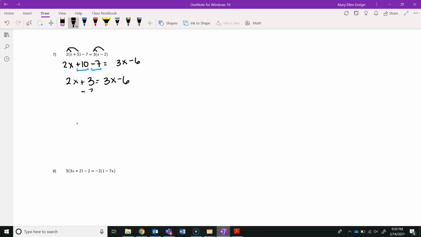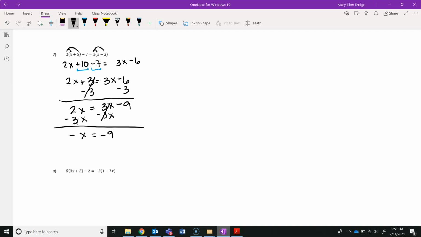So I'm going to choose to move the 3 over here. Again, you can start with any of these 4 terms in this situation. I generally like to move my constant terms to the right and then move my x's to the left. Okay, so this cancels out. I get 2x equals 3x minus 9. And then I'm going to subtract 3x from both sides. 3x minus 3x is 0. 2x minus 3x is minus 1x, or just minus x. And I get a minus 9 on the other side.